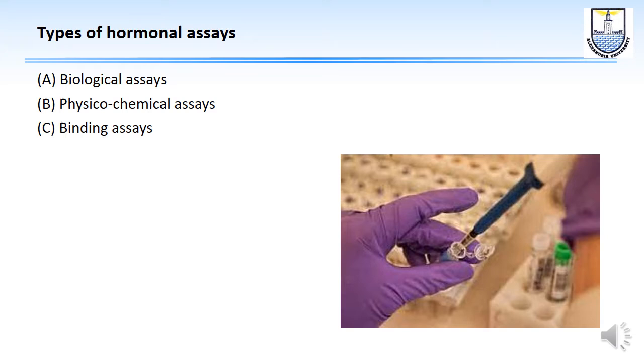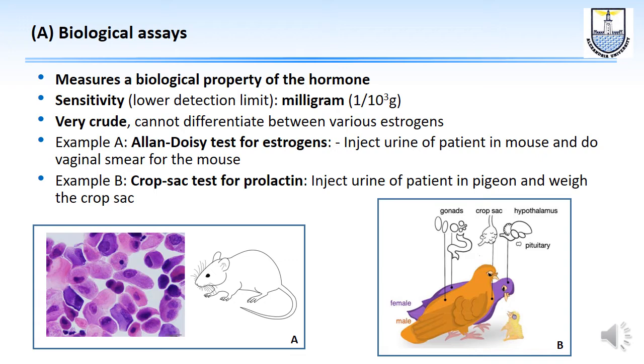So what's the difference? The biological assays measure the biological property of the hormone. For example, we know that estrogens, or estradiol, if injected in the mouse, will do some changes in the vaginal smear of the mouse, the wall of the vagina. So the doctor will inject the urine of the patient and do a vaginal smear for the mouse and see if the response in the vaginal wall denotes the presence of estrogen.